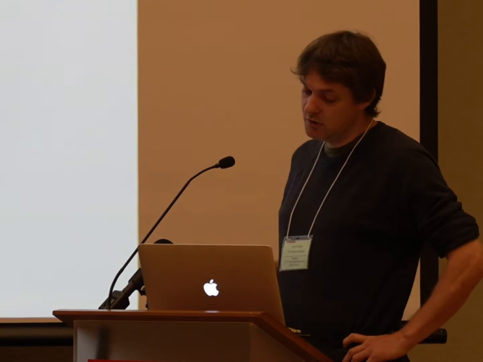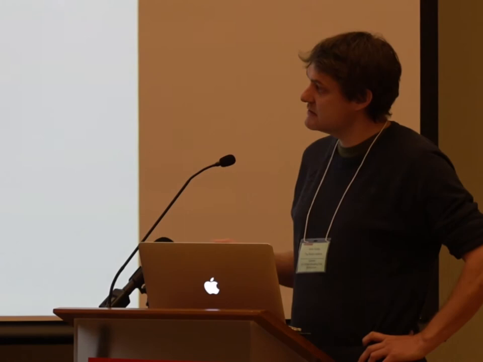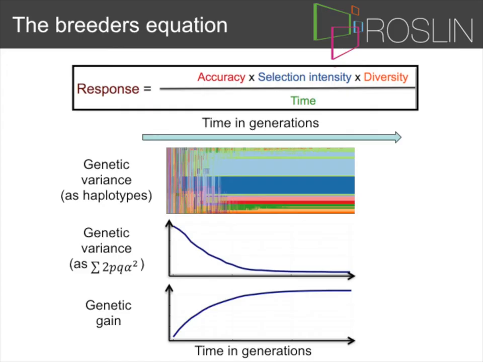Another way of looking at the same thing is that my genetic variants are depicted this way. So I have 100% of my variants here. I start to select on that variance and I lose it, but I turn it over time into genetic gain. And if I play with the parameters of the breeder's equation, I can change the shape of these curves. Ideally, I want this to be linear, and I want this to be completely flat. So I don't want to exhaust my genetic diversity. I want to preserve it.